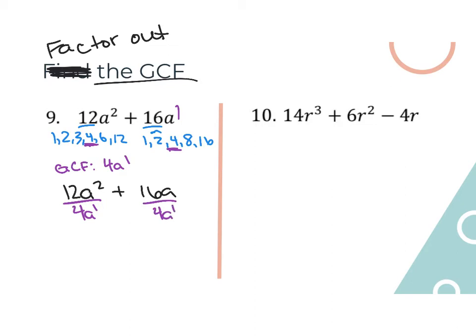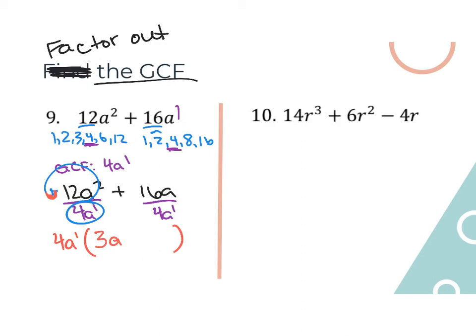That means now this 4a to the first is going to come out front of these two things. So I have 4a to the first, and then the leftovers, that's what I like to call them. The leftovers are what's going to be left behind. So I'm going to divide 12 by 4, and that gives me 3. And then a squared divided by a gives me a.